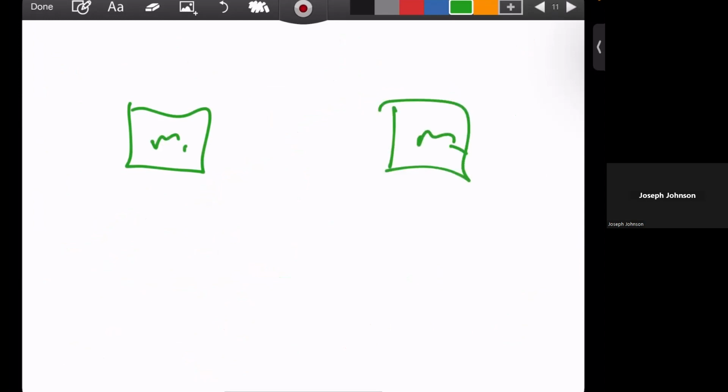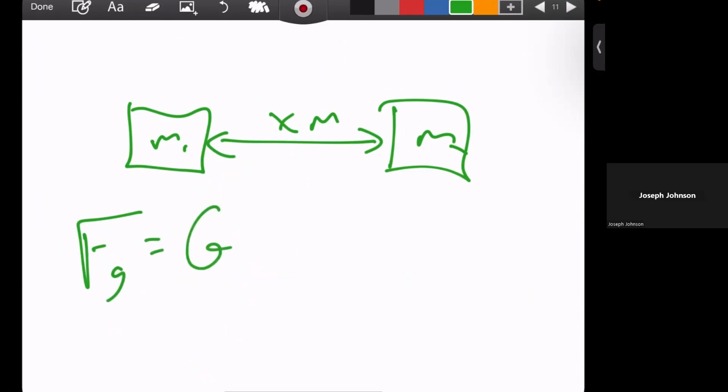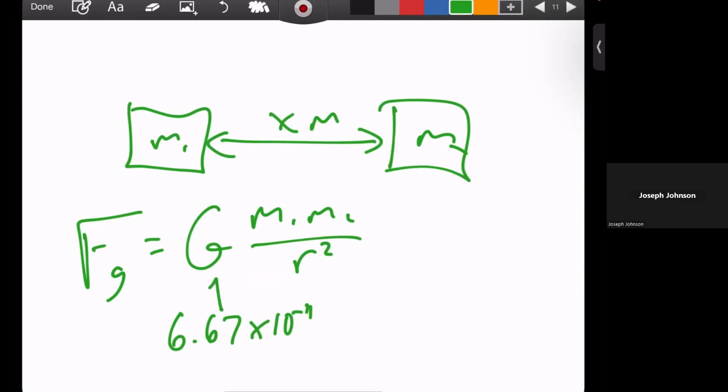If I have mass 1 and mass 2, and I know how far apart they are, call it x, they're x meters apart. The gravitational force, Fg, is going to equal capital G times m1 times m2 divided by the distance between them squared. Capital G, you don't have to memorize, it's given to you, but it's 6.67 times 10 to the negative 11th. And it's just a matter of plugging them in.